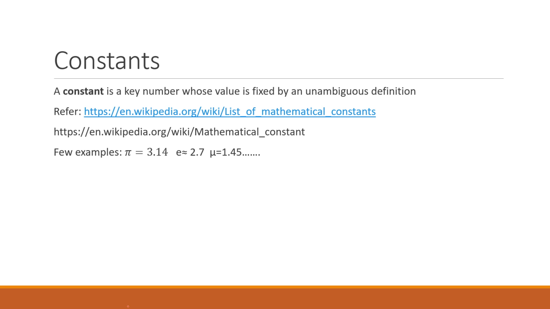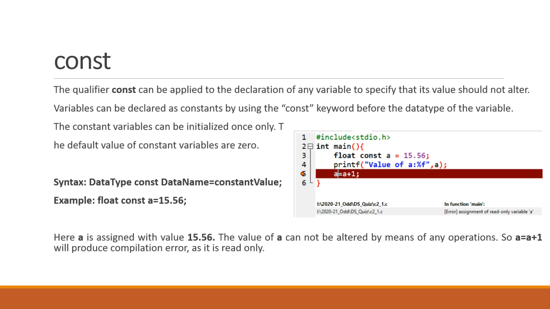Suppose we are going to develop an application, and that application involves these kinds of mathematical constants. Then how is it possible to define such a constant in our program so that by any means that constant should not be altered? That value should remain the same throughout the execution of the program. That is the purpose of constant. In C, how to define a constant?